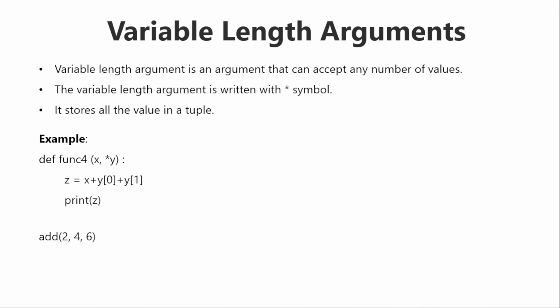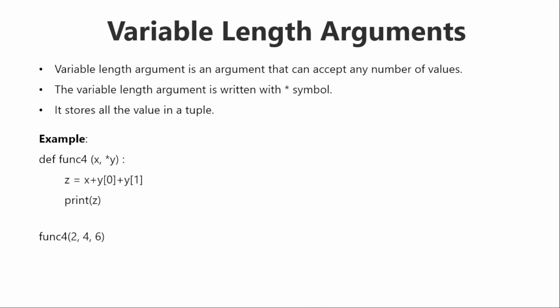Now let us move to variable length arguments. A variable length argument is an argument that can accept any number of values. It is written with a star symbol and stores all the values in a tuple. If you look at the example, func4 x comma star y. The star y values are not defined in advance because it has a variable length of values. That's why z is equal to x plus y of 0, y of 1, whichever values you define. That number of values will be taken into consideration, the summation will be done with respect to z, and the z value will be printed.